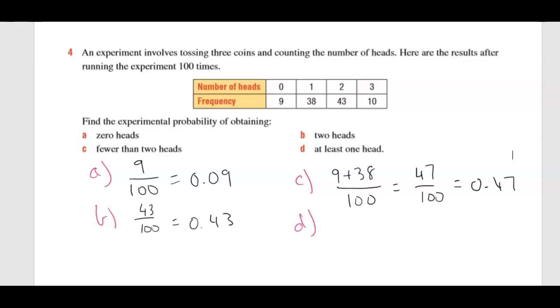And then lastly, D, at least 1 head. At least 1 head means we include 1 head. So we've got everything but 0 basically. Sometimes an easier way is to subtract what you don't want. So in this case, we can say, well, we did 100 minus what we don't want, the 9, over 100. You could add them all up if you like; you'd get the same answer as doing 100 minus 9. So 91 over 100 gives you 0.91.